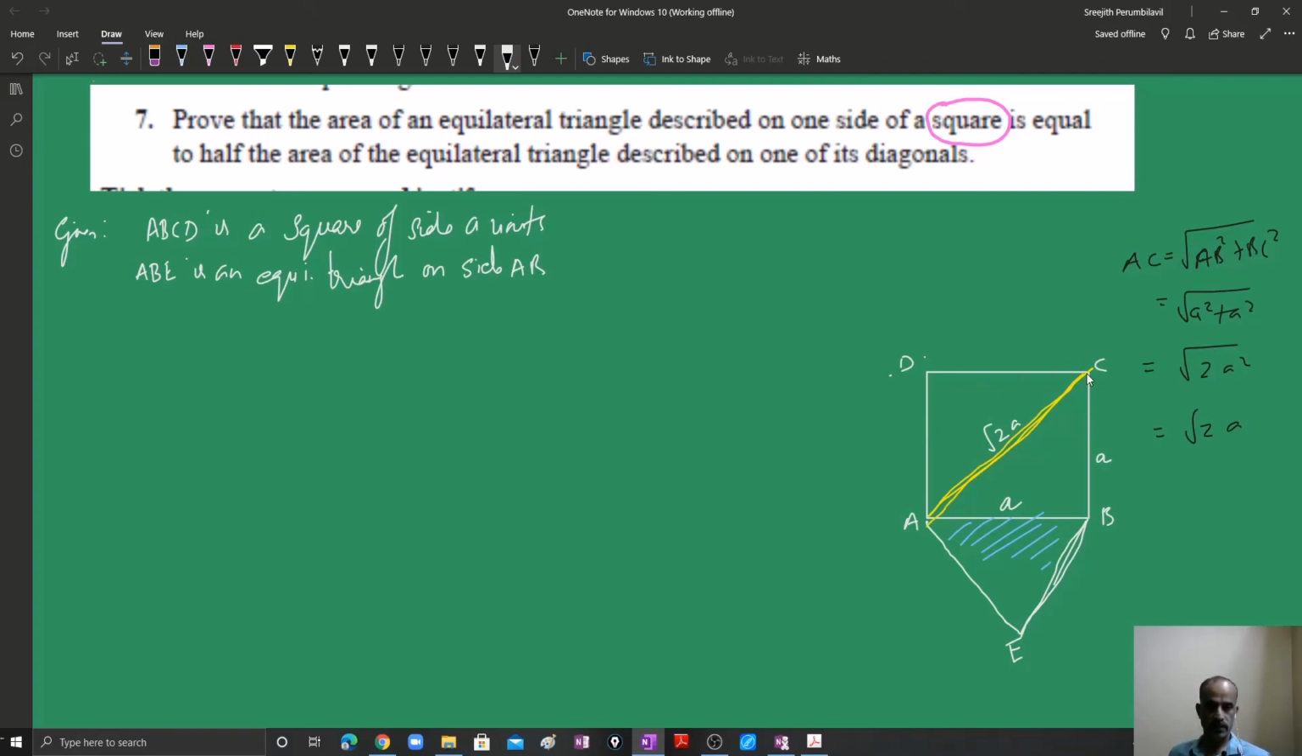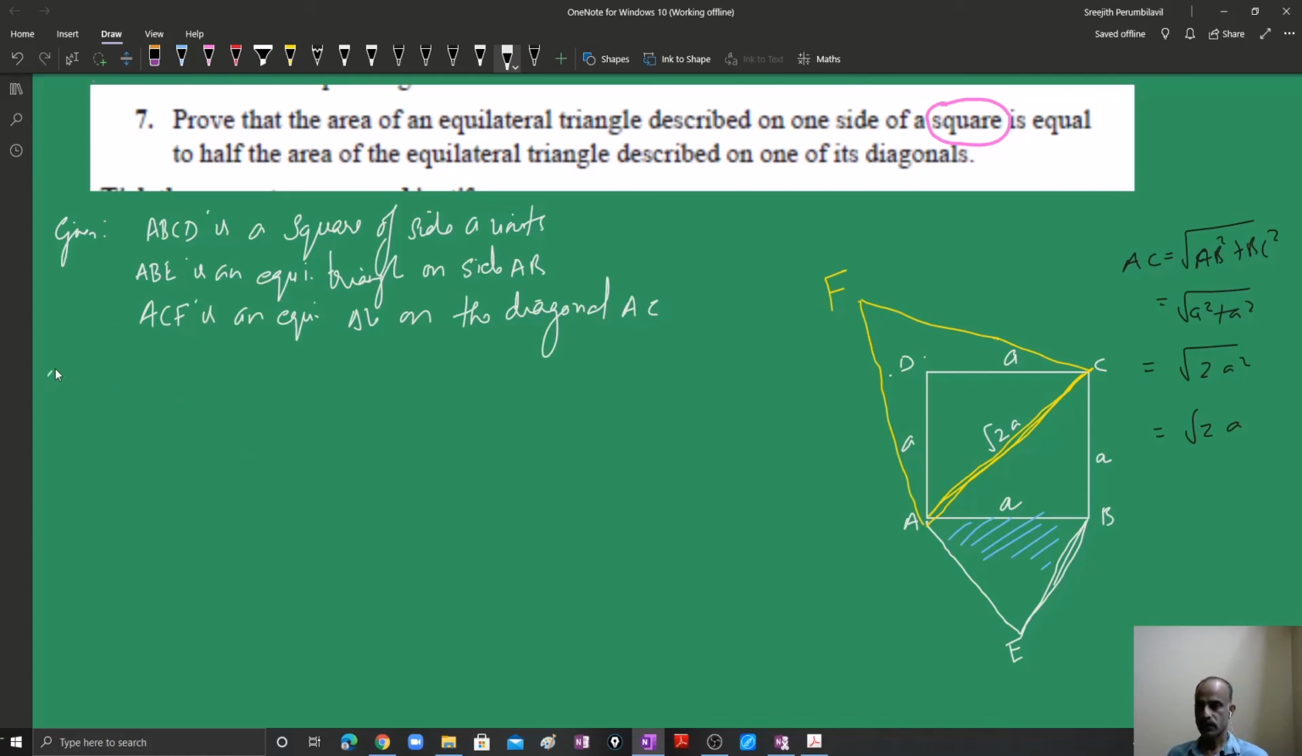So this is not an equilateral triangle. Don't get confused. No, this side is only A, but this is root 2 A. That means the other sides of the equilateral triangle will be larger. So I'll draw the equilateral triangle, it may be somewhat like this. ACF. So we conclude that ACF is an equilateral triangle on the diagonal AC.